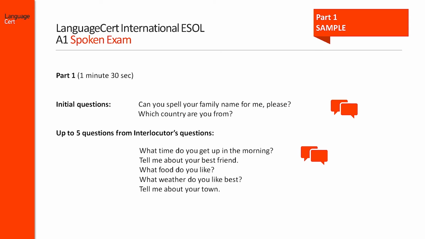Part 1, as mentioned before, aims at setting the candidate at ease and eliciting personal information about him or her. As the first 2 questions, which aim at eliciting the candidate's name, spelling, and where he or she is from, are not assessed, it is the next questions that will be assessed. The first assessed question asked may be to share with the interlocutor what time he or she gets up in the morning, followed by another question about his or her best friend. The duration of this part of the exam is 1.5 minutes. The candidate will be asked between 3 and 5 questions.